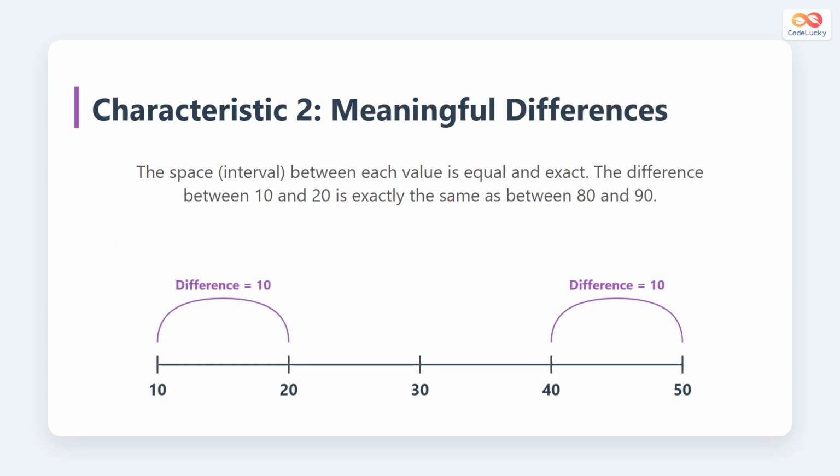The second characteristic is that the differences are meaningful. This is a big step up from ordinal data. With interval data, the space, or interval, between each value is exact and equal. The difference between 10 and 20 is exactly the same magnitude as the difference between 80 and 90.